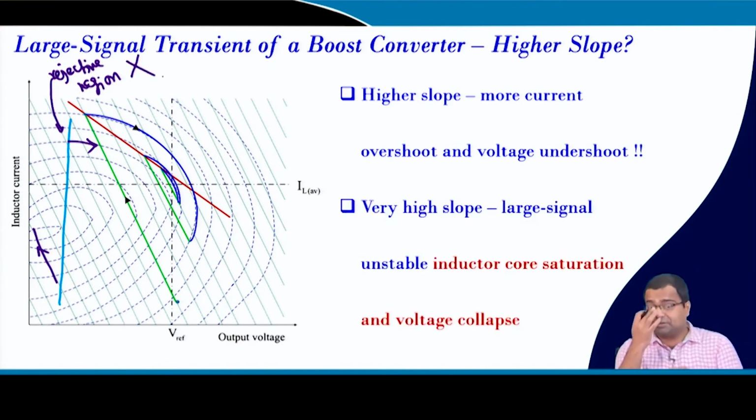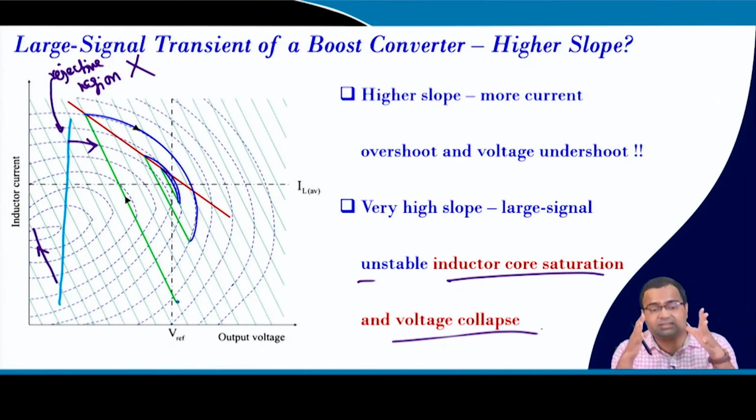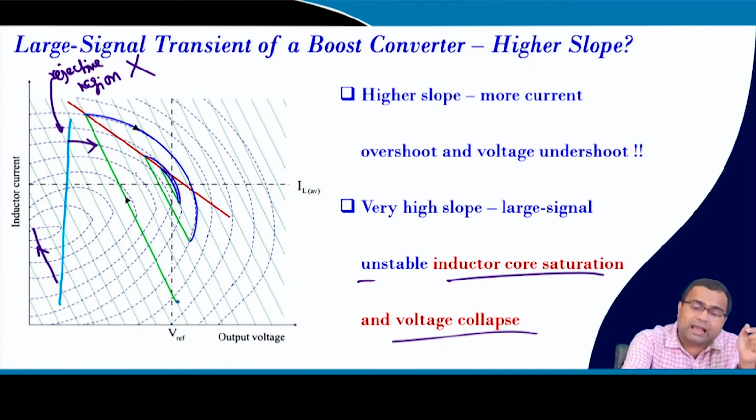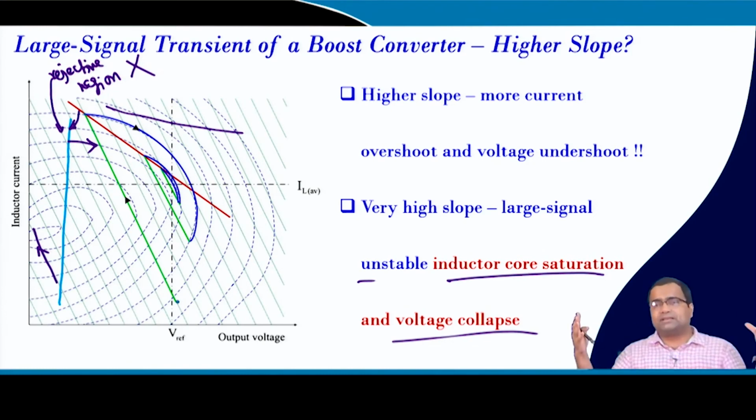That will lead to very high large signal instability, and it will simply saturate the inductor, because the switch will remain on continuously and it will saturate the inductor core and the voltage will collapse. So, we must select the slope accordingly. That means, this slope should be smaller. You can take a smaller slope, it will be overdamped, but for a larger slope you have to be very careful, particularly for a boost converter, because you may land up in a rejective region where the system will completely collapse, your inductor will saturate, it will damage the device and the voltage will collapse.